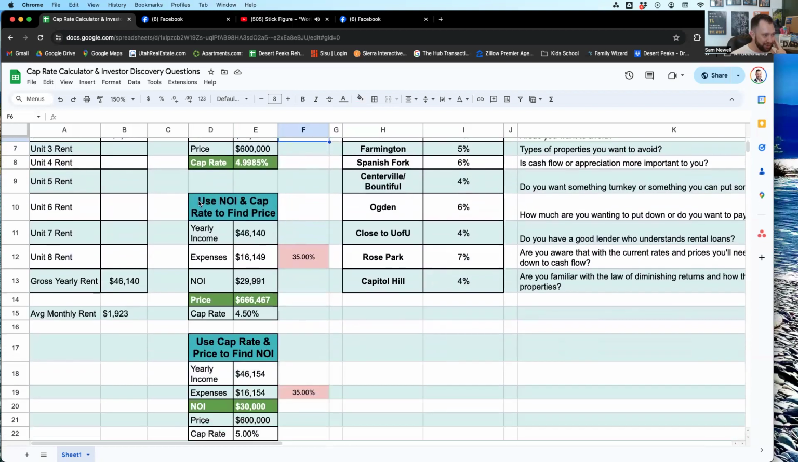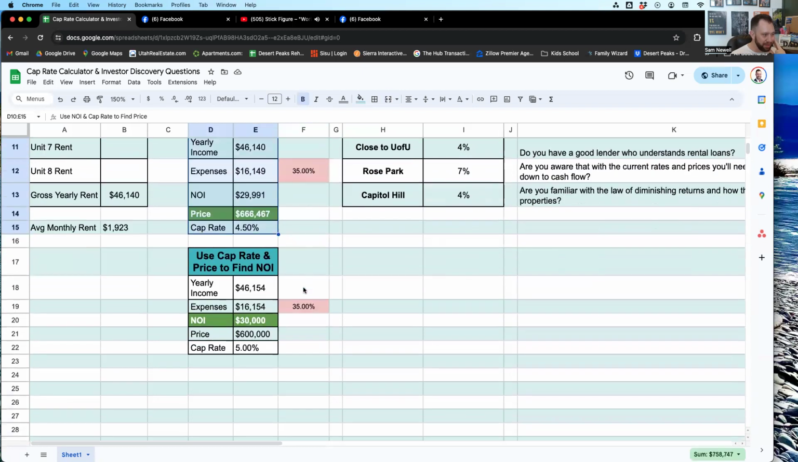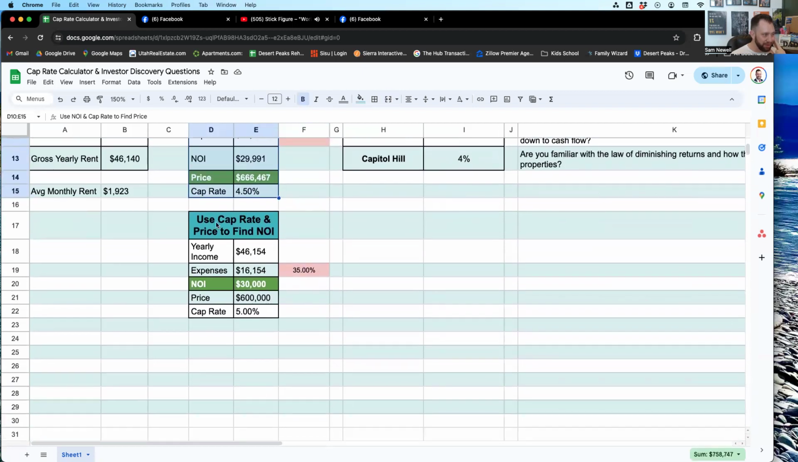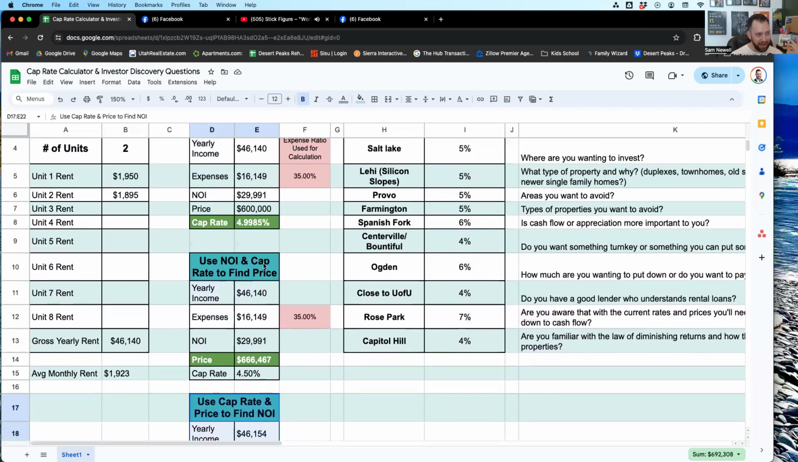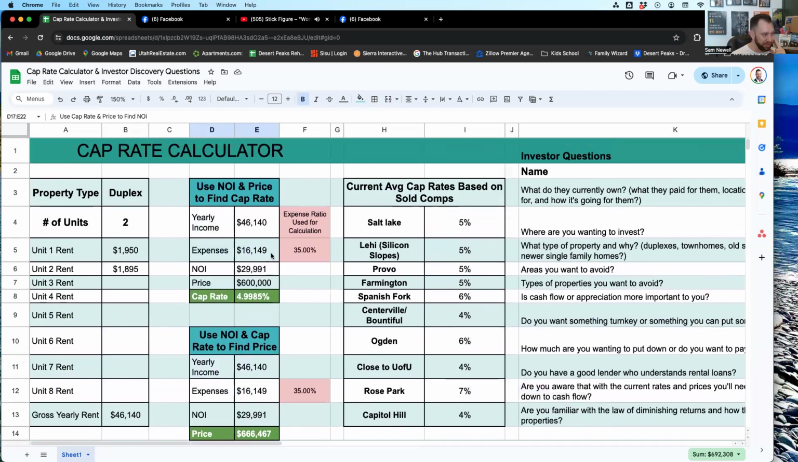Okay, my second scenario is using the NOI, the net operating income, and cap rate to find the price. And third scenario, using cap rate and price to find NOI, net operating income. These are all very useful, and you need to be able to work back and forth. I can just do it on a calculator, but this spreadsheet makes it really easy.